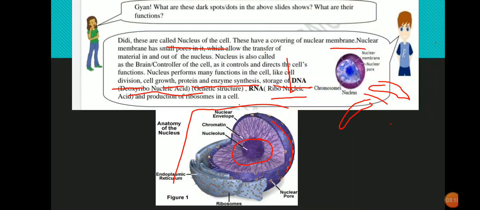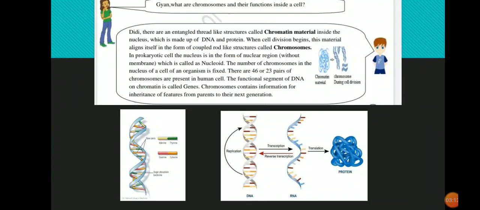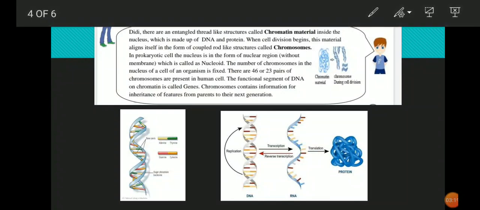The next is, Gyan, what are chromosomes? Now we come to the second part of our slide and their function inside the cell. When we say chromosomes, these are actually thread-like structures. Large thread-like structures which are present inside the nucleus, and when the division of cell has to occur, they condense, and this material aligns itself in the form of coupled rod-like structures called the chromosomes, as shown in this figure also.